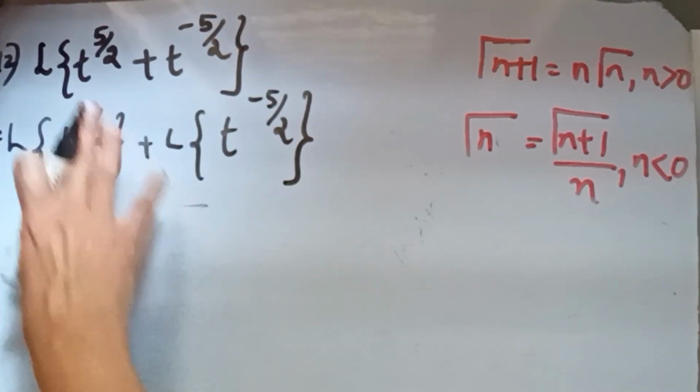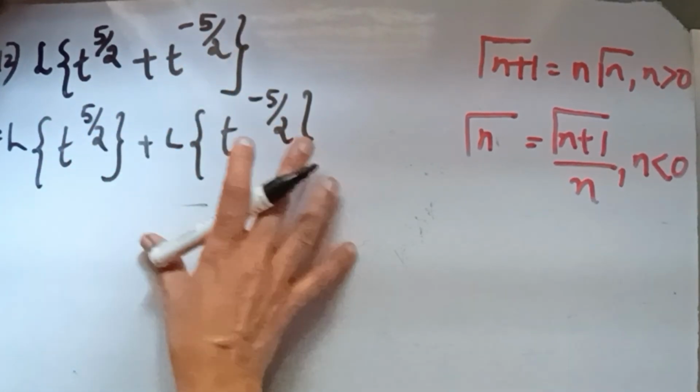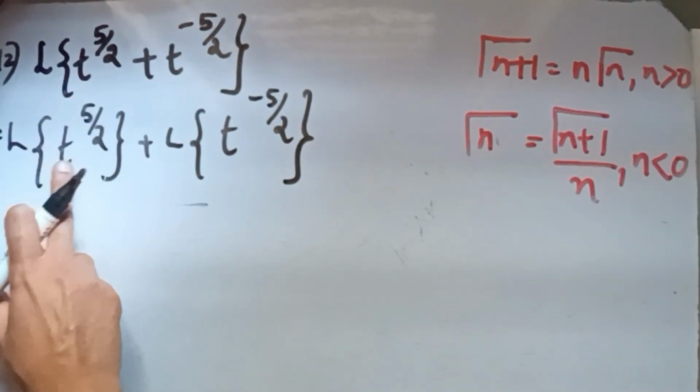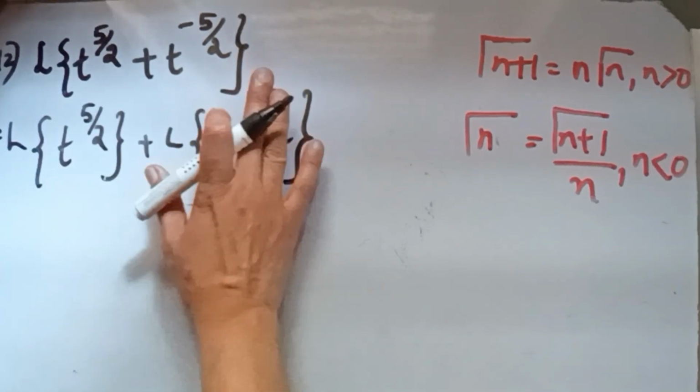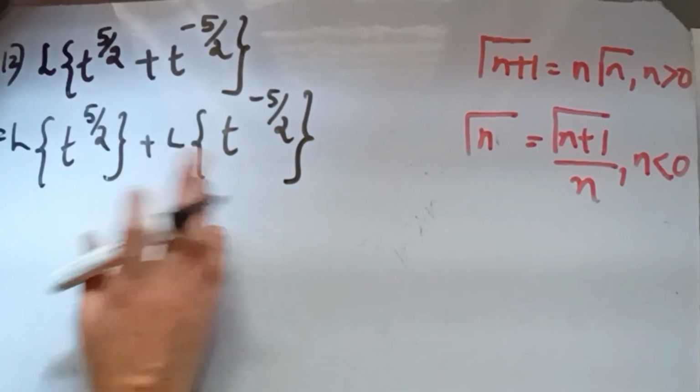See now the last question. You have to find the Laplace transform of t power 5 by 2 plus t power minus 5 by 2. Split it as the Laplace transform of t power 5 by 2 and the Laplace transform of t power minus 5 by 2. Okay, now we have to find out individually.